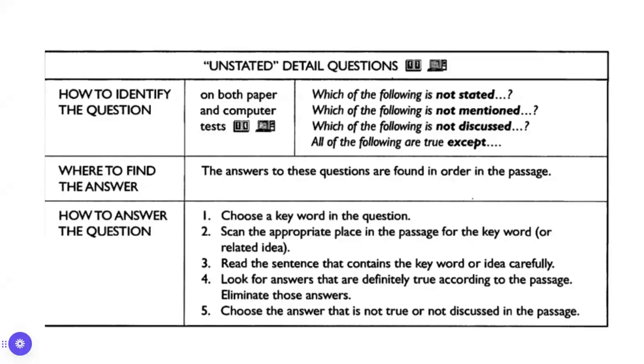Remember that the answers will be found in order in the passage. Choose a keyword in the question and then scan the appropriate place in the passage for the keyword or related idea. Read the sentence that contains the keyword or idea carefully. Look for answers that are definitely true according to the passage. Eliminate those, because remember you need to find the one that is not true or not mentioned.